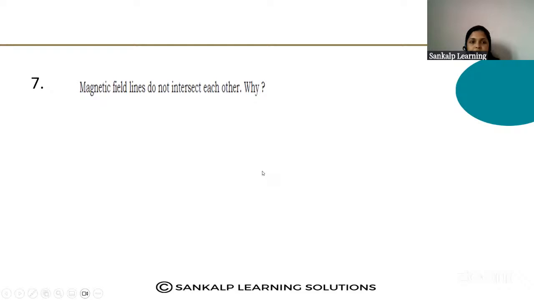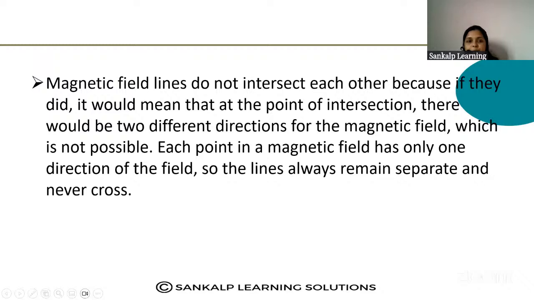Next question. Magnetic field lines do not intersect each other. Why? One of the very important questions. This is a 1-mark question. Magnetic field lines do not intersect each other. Why? What is the answer for this question?